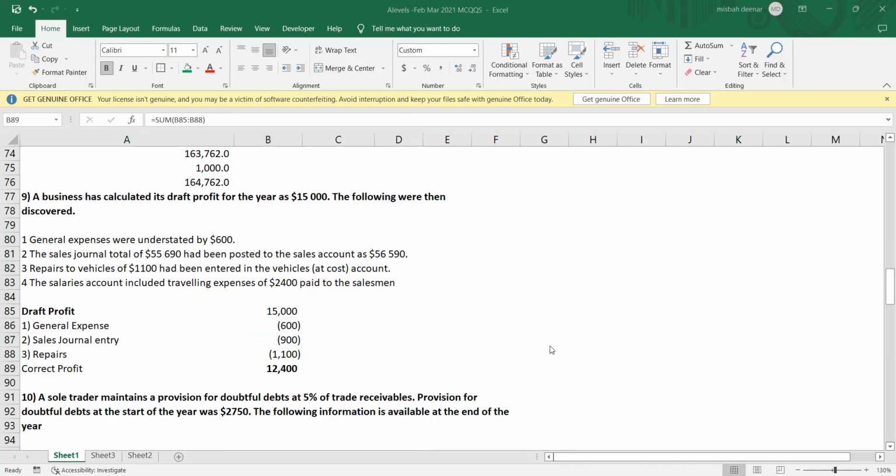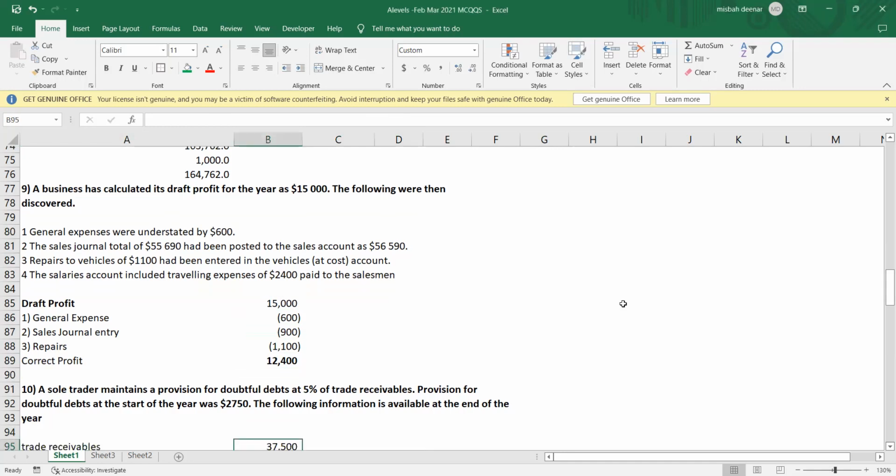Then moving on to the next question. A sole trader maintains a doubtful debt provision of 5% of receivables. Doubtful debt start was this, and information available as this. Effect on profit due to change in provision.